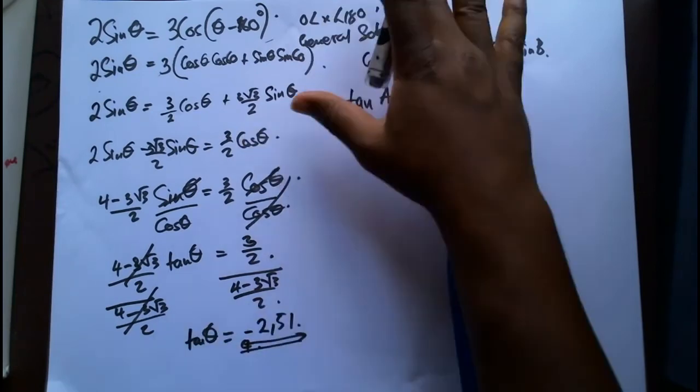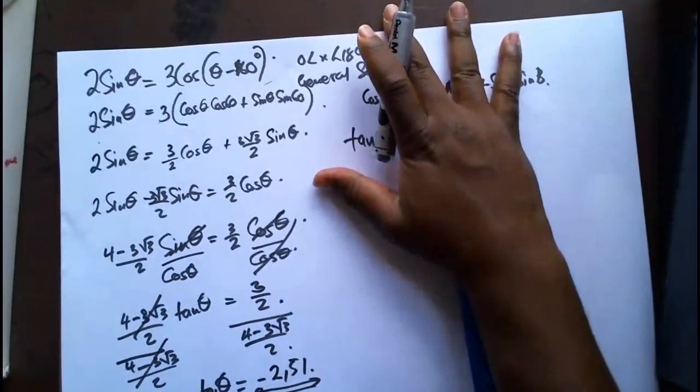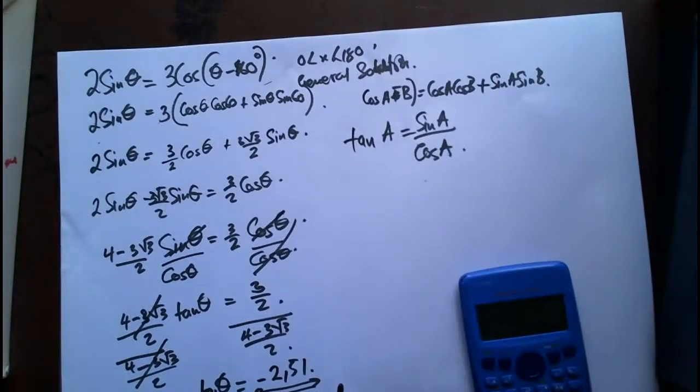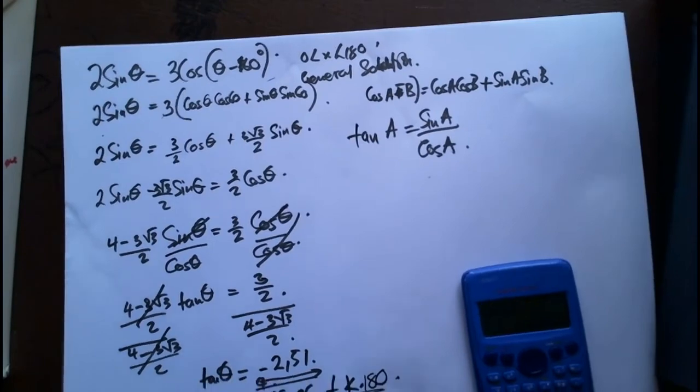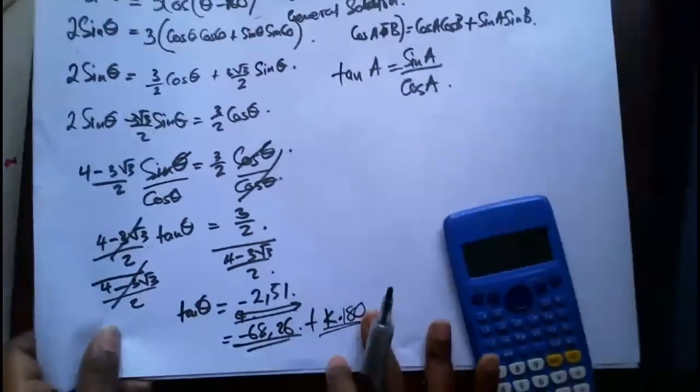I can explain from the top a little bit before we get it, because the moment we get here, we can find the solution easily, just punching it in the calculator. Shift, tan, the answer. I can get negative 68.26, and from this I just have to add k times 180 degrees. This is the general solution.